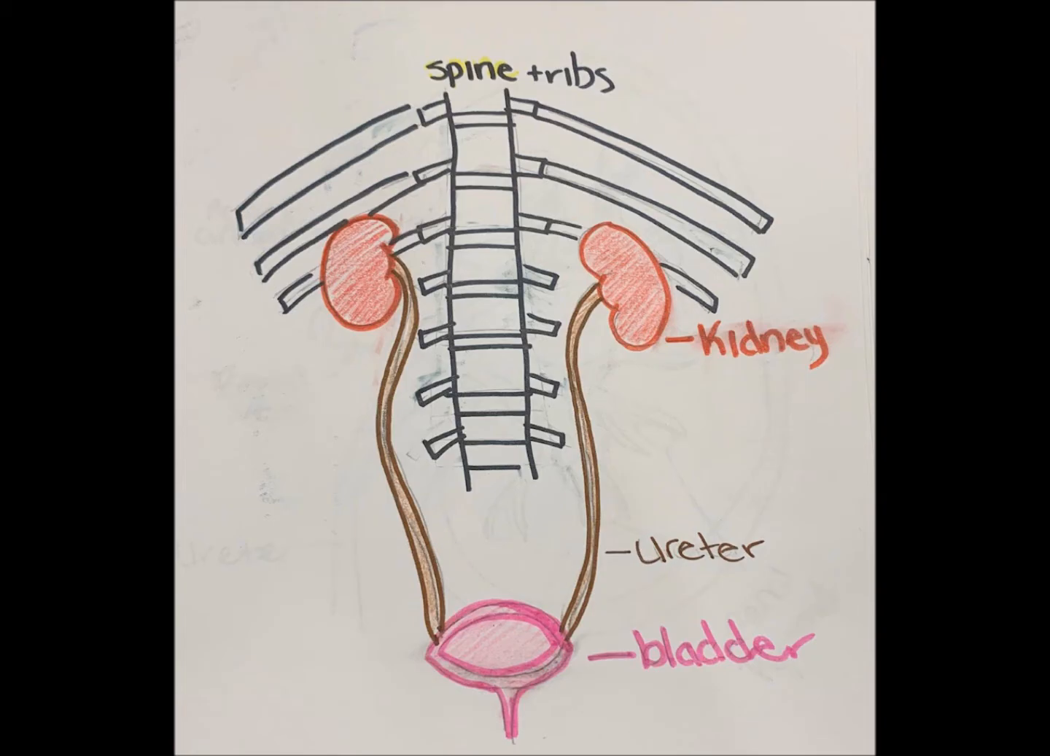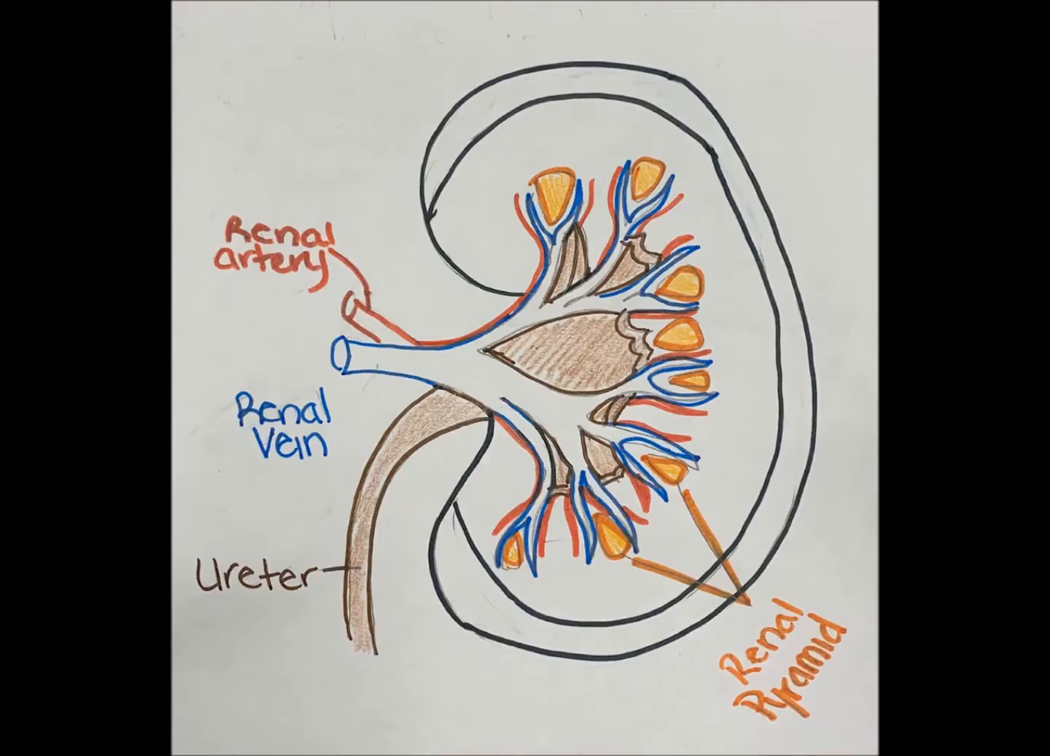In our bodies, we have two organs the size of fists that look like beans. These organs are our kidneys. The kidneys can be found at the lowest level of the rib cage on either side of the spine. Kidneys filter about half a cup of blood every minute, removing waste and extra water to make urine.